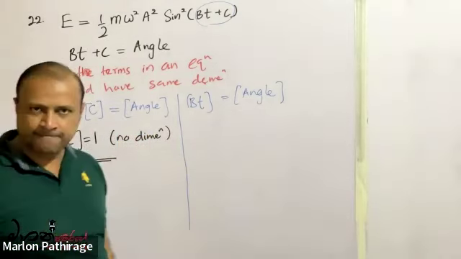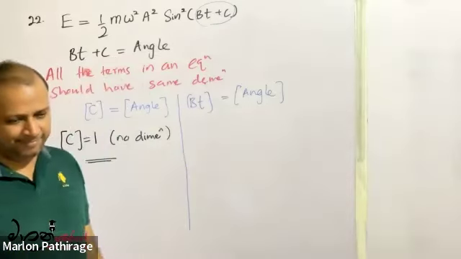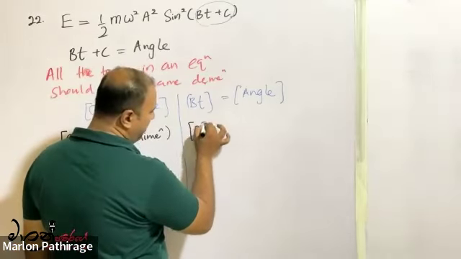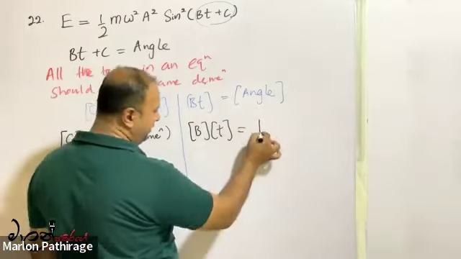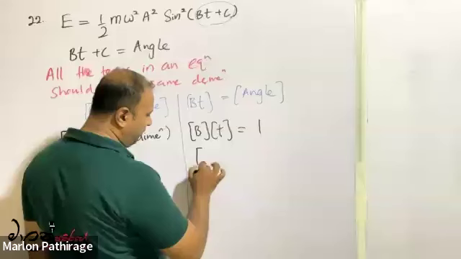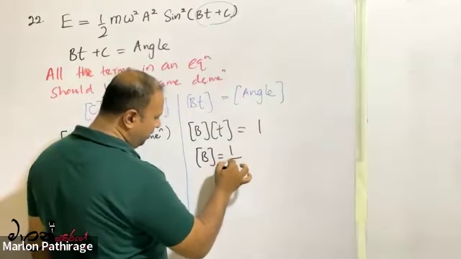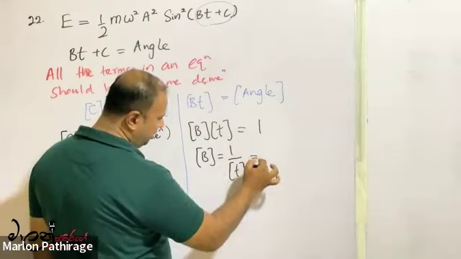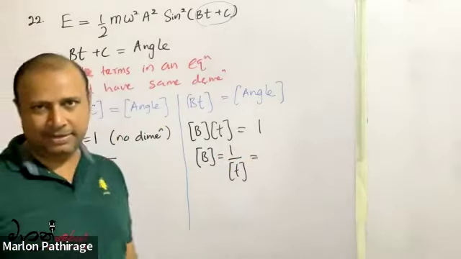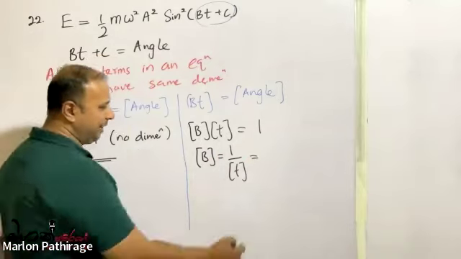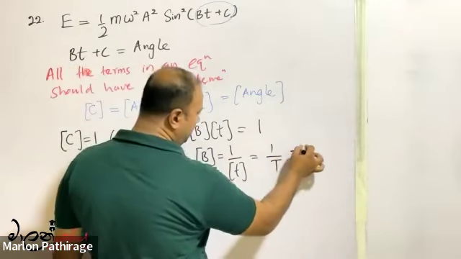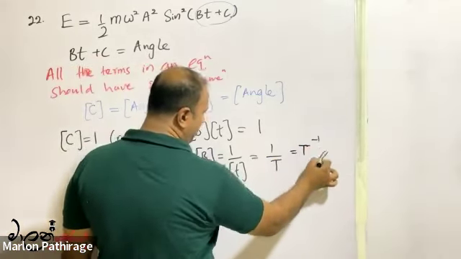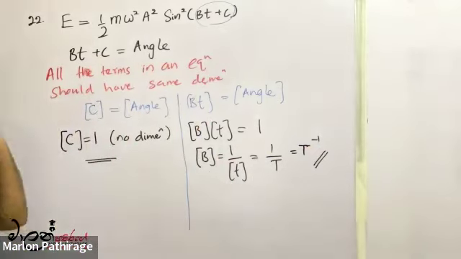Is that clear? Then the dimension of B into the dimension of T is equal to the dimension of an angle. That means 1. Therefore, the dimension of B is equal to 1 over the dimension of T. Dimension of T means capital T. Therefore, 1 over capital T. Therefore, the dimension of B is equal to T minus 1. Is that clear?